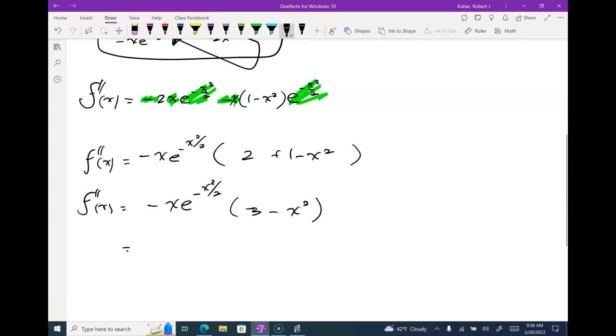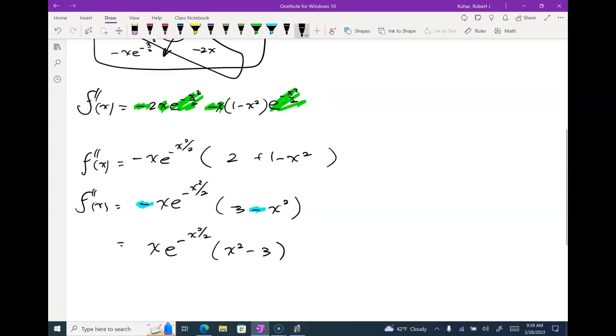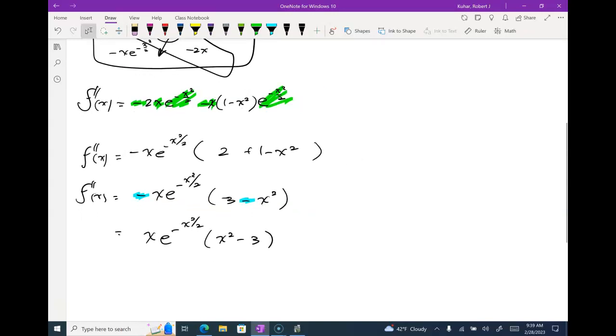Notice I can take out a factor of negative from inside. I can factor out this negative here, and it will cancel with this one. So my final answer, almost, is x e to the minus x squared over 2 times x squared minus 3. I can factor that last piece a little bit more. Do you see it? I have a difference of squares. I'm squaring x and I'm squaring root 3. So I can finally write x e to the minus x squared over 2 times x plus root 3 times x minus root 3. Done.